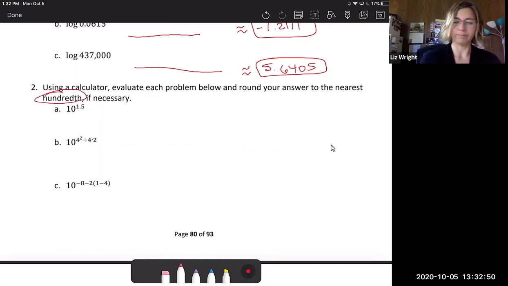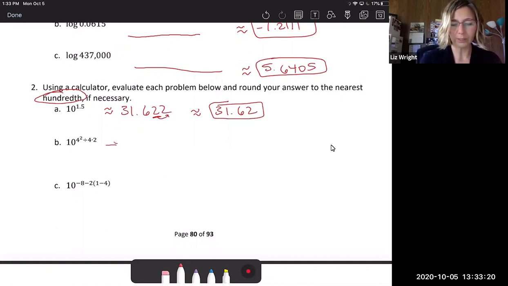So you're going to just put this in your calculator. It's going to be 10 to the 1.5 power. So 10 to the 1.5 power for me gives me 31.622. So again, I'm going to the thousandths place because then you're going to want to round it to the hundredths place. Here's the hundredths. And again, we're going to say that's 31.62 for that one.